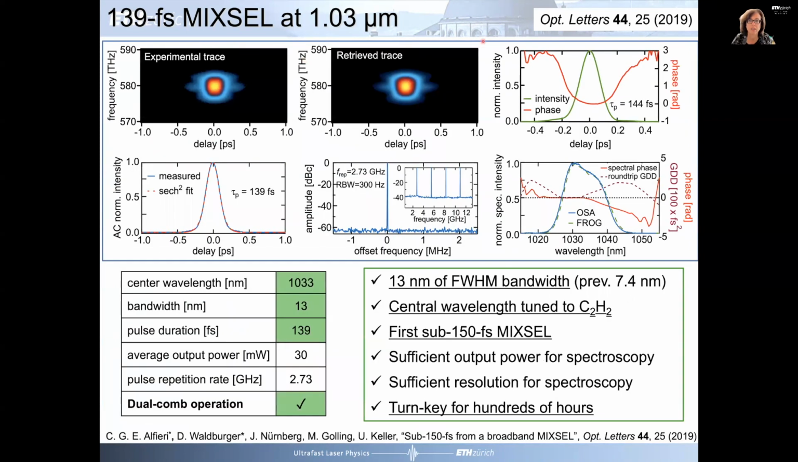This shows you the result. You have to do really careful pulse characterization because, since it's a high Q cavity, these lasers sometimes go into multi-pulsing, and you want to make sure that you have fundamental mode locking, one pulse per cavity, with really low noise performance. And this is the performance we got out of this MIXSEL at 1 micron, and we used that MIXSEL chip to do the dual comb spectroscopy application and the LiDAR application that I was talking about earlier.